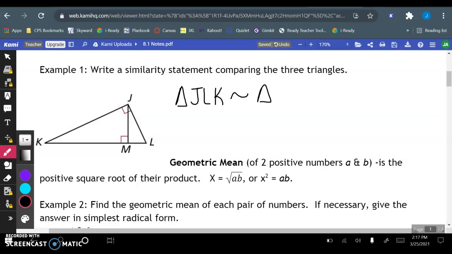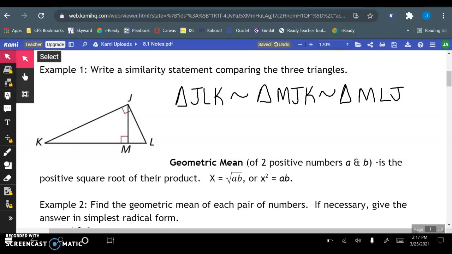Let's do the medium triangle. And I have to start at the 90-degree angle of the medium triangle, so that would be M. And then the short side would be J, and then go down the hypotenuse to K. And then that is similar to the small triangle. Again, we have to start at that 90-degree angle, which is M. And then the short leg would be out to L, and then down the hypotenuse would be J. So that is our similarity statement comparing those three triangles.